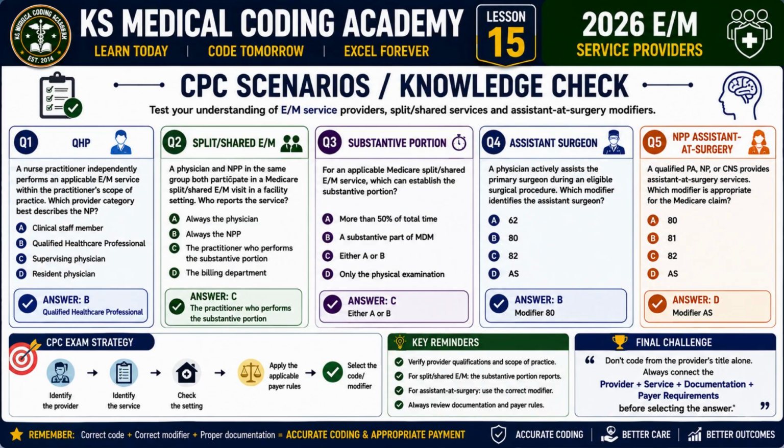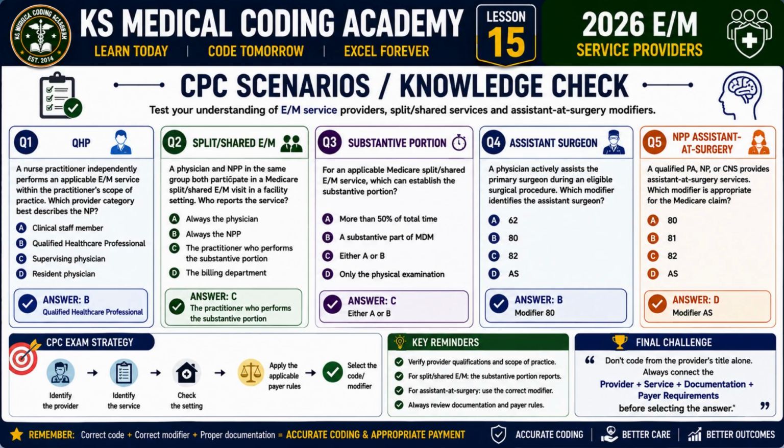Now it's time to test your understanding with some CPC-style scenarios and knowledge check questions. Take a moment to read each question carefully and choose your answer before looking at the explanation. Question 1. A nurse practitioner independently performs an applicable EM service within the scope of practice. Which provider category best describes the nurse practitioner? The correct answer is B, qualified healthcare professional.